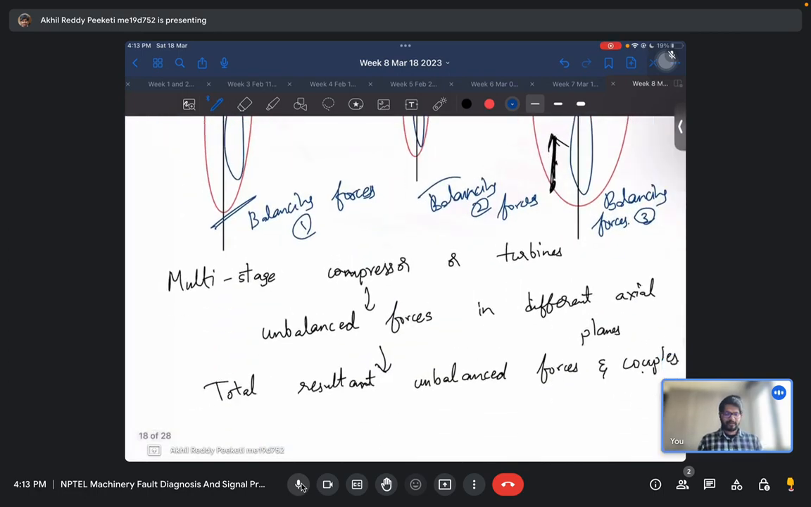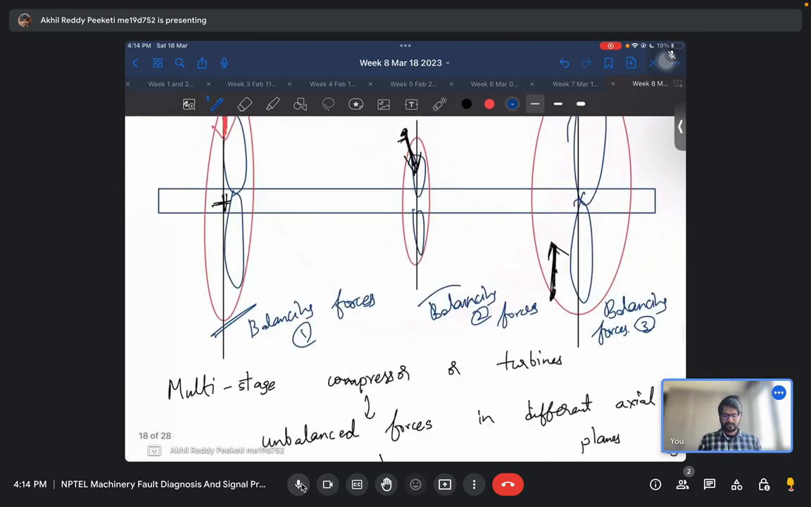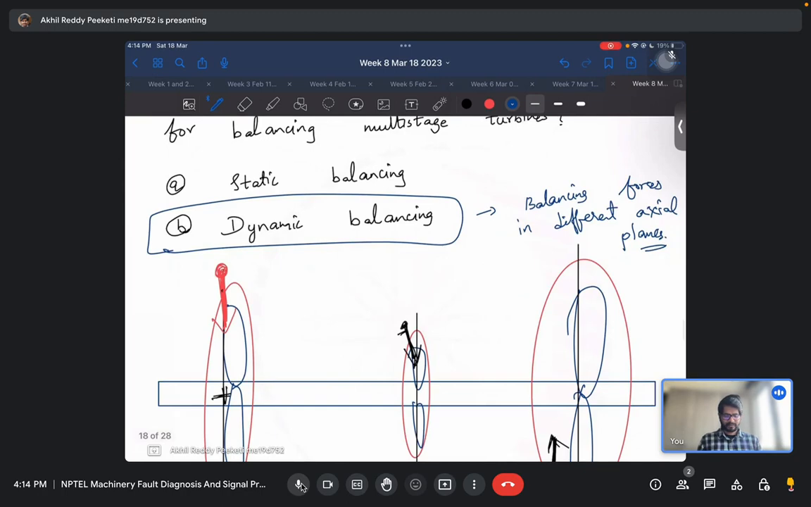If you don't do the balancing, and there are forces in different axial planes, that can actually lead to unbalanced forces and couples. But if you go to each plane and balance them out, then there are no unbalanced forces in any axial plane, so there won't be any couples either. So that is dynamic balancing.